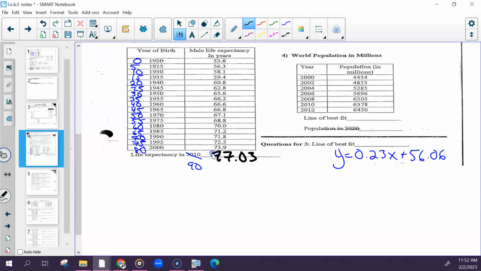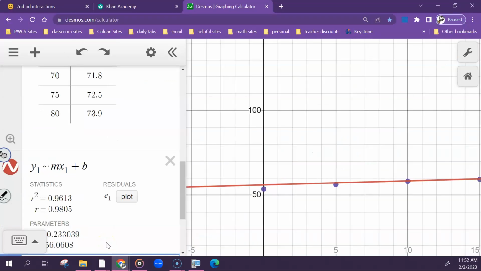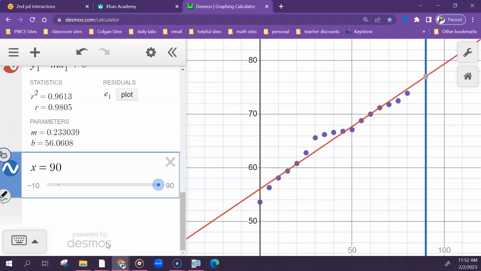The label or unit here is in years, so you can say life expectancy in years. For your original table, yes. And once you hit it, it'll disappear. Okay. Other questions on that one?